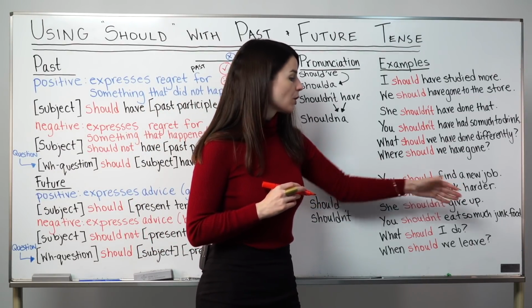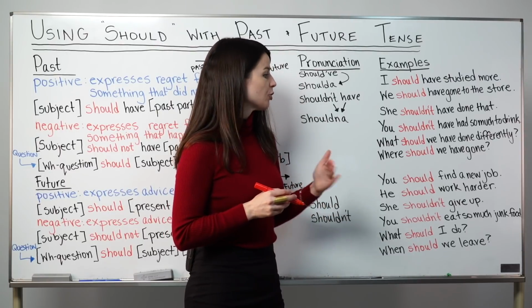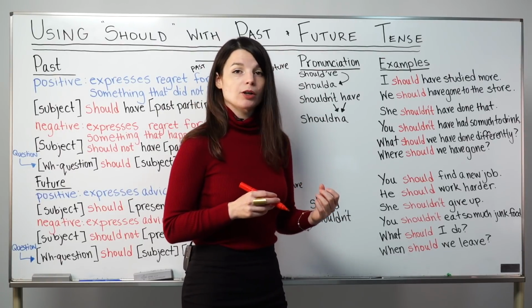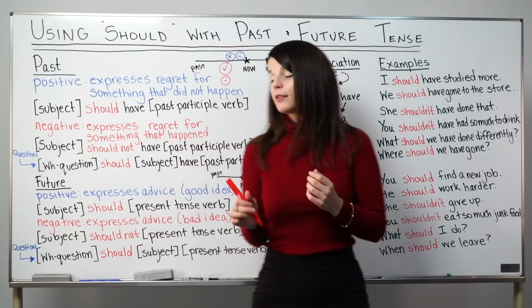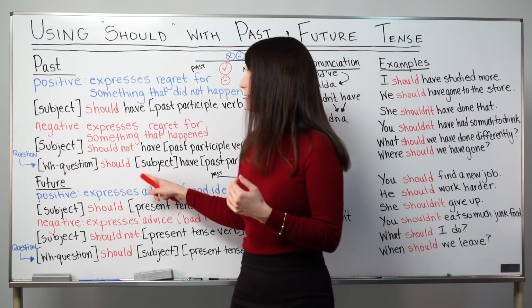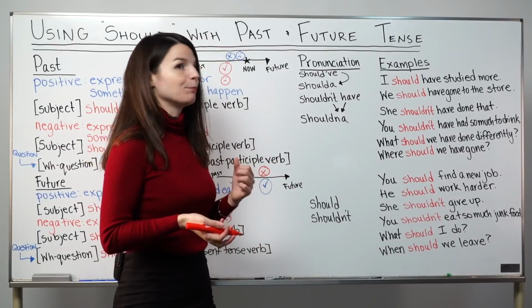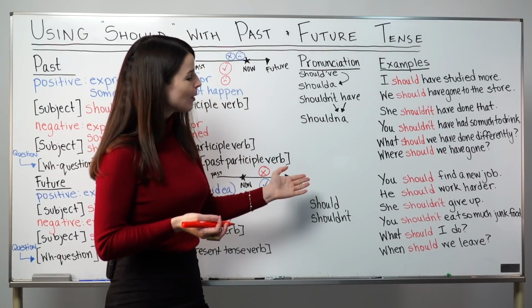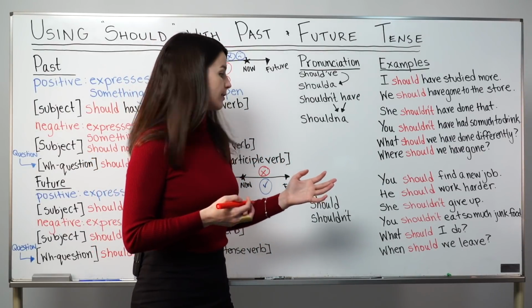So find and work are both present tense verbs. You should find a new job. He should work harder. So the speaker thinks these are good ideas. So these are positive statements, positive advice bits, I guess. Let's compare this to some negative statements then.